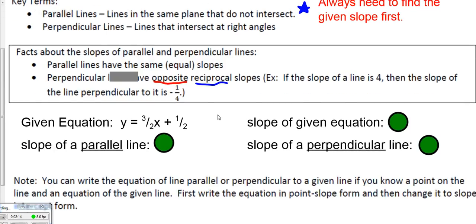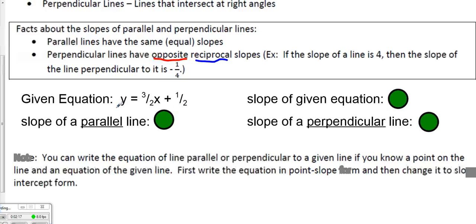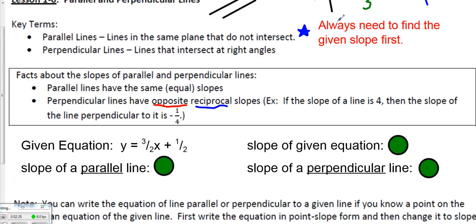Okay, so as a little example here, if you have this equation, y equals 3/2 x plus 1/2, we always need to find our given slope first. So the slope of our given equation, from this equation, we would know right here, our slope is 3/2. If I wanted a line that was parallel to this equation, its slope would also be 3/2. It has to be, because every parallel line has an equal slope.